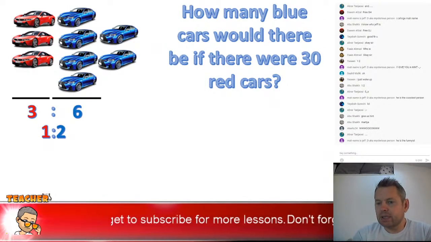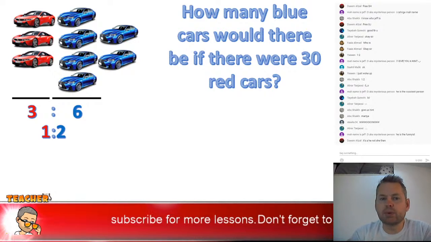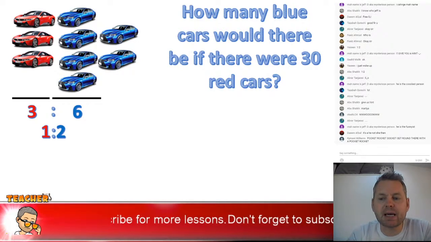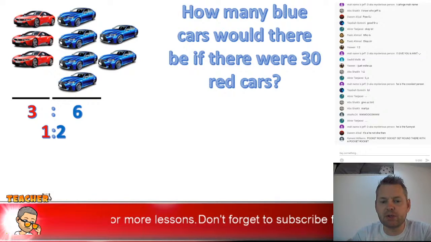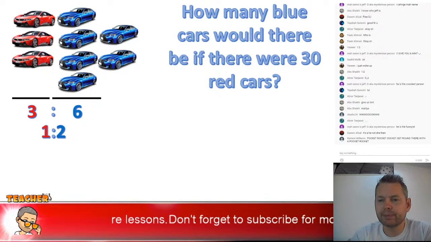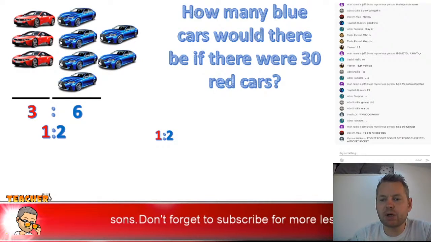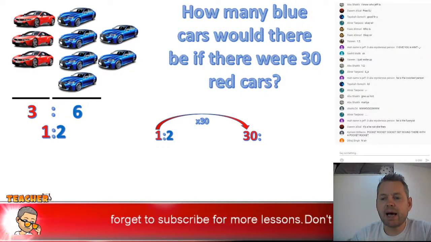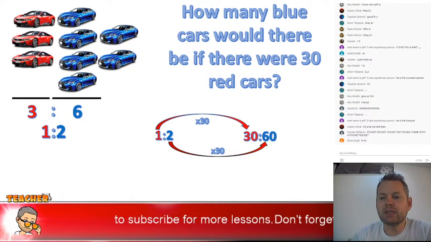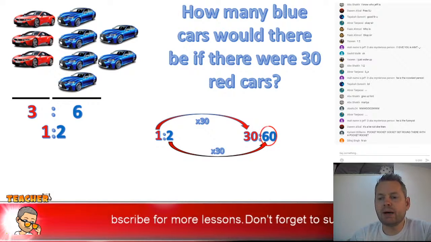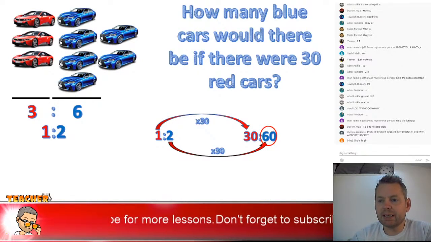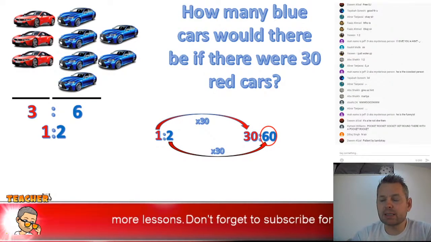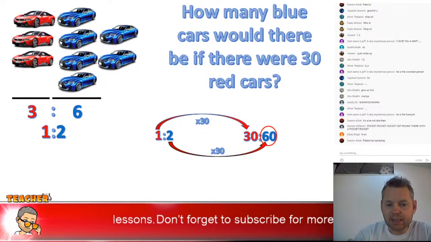So this question then goes on to say, how many blue cars would there be if there were 30 red cars? Well, we've already reduced it down to 1 to 2. So we now use this ratio and multiply 1 by 30, which gives us 30, and 2 by 30, which gives us 60. So we now know that there would be 60 blue cars for every 30 red cars.